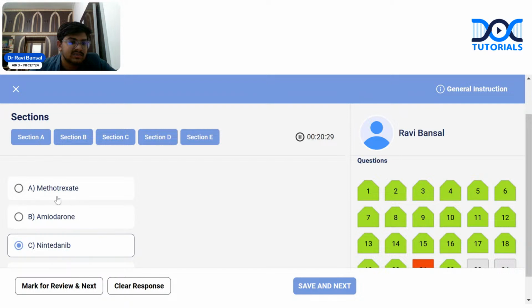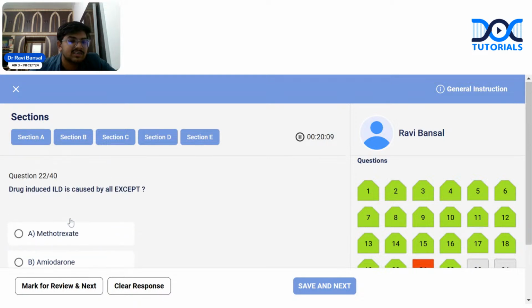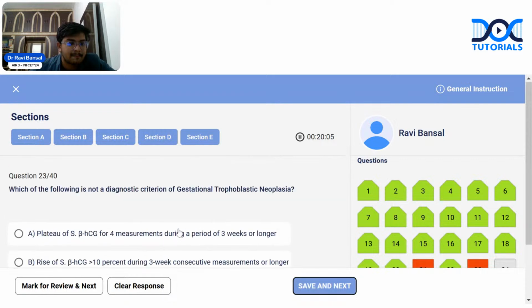So obviously, methotrexate and amiodarone are both important drugs. You will separately read the side effect, lung fibrosis, in both of them. Nitrofurantoin, you read like NSIP, drugs causing lung fibrosis. Nitrofurantoin, like sulfa drugs, IP. I don't remember what it was. So nintedanib, you obviously know it is used in treating fibrosis, not causing fibrosis.